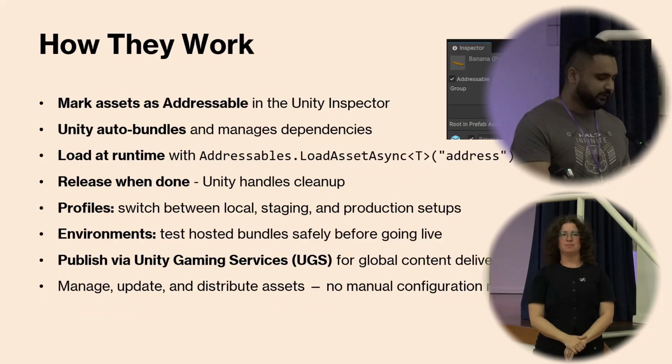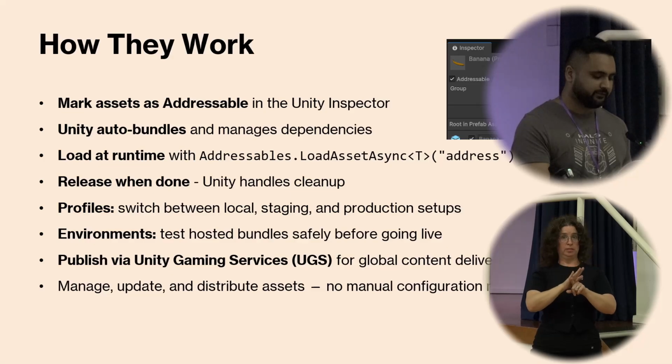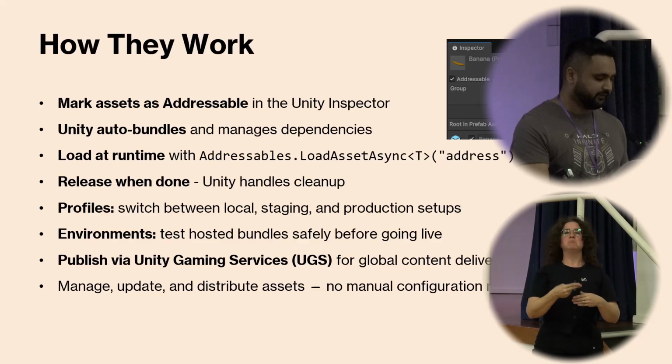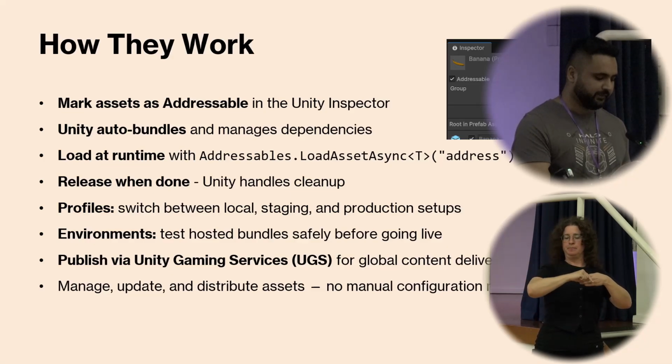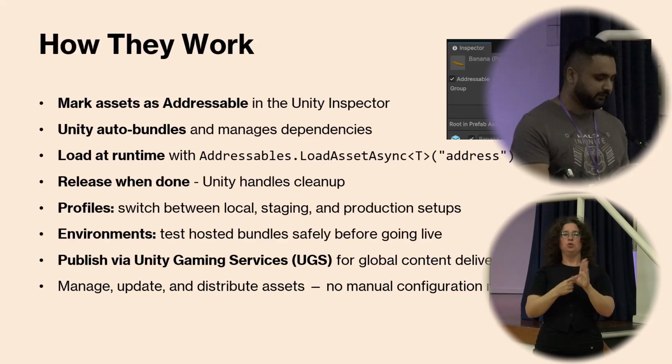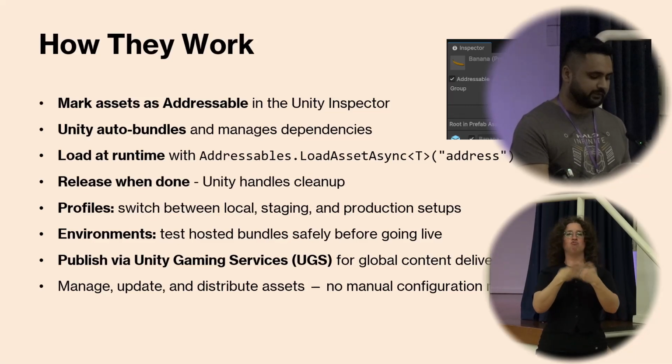Here's how addressables work in practice. Instead of manually managing assets, you simply mark them as addressables in the Unity inspector. This tells Unity to include them in an automated system that organizes and bundles your assets efficiently. When you build a project, Unity automatically creates asset bundles for those items. You can then load them at runtime using the Addressables API. When you no longer need an asset, you release it. Unity handles unloading and dependency cleanup for you.